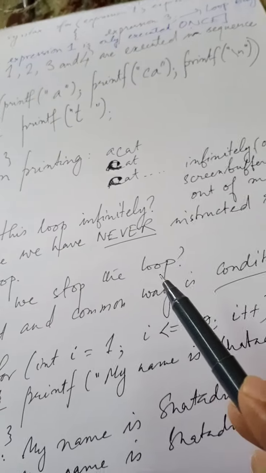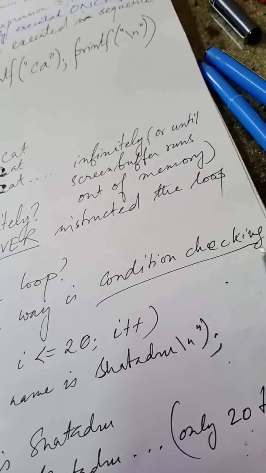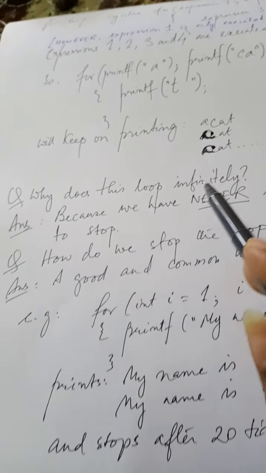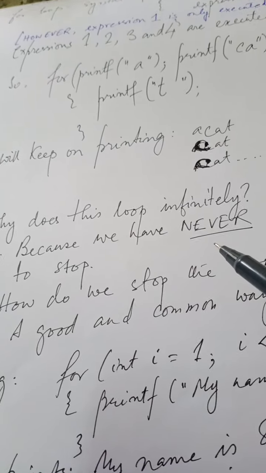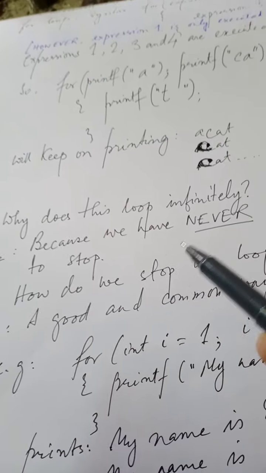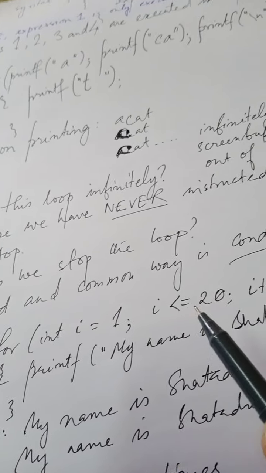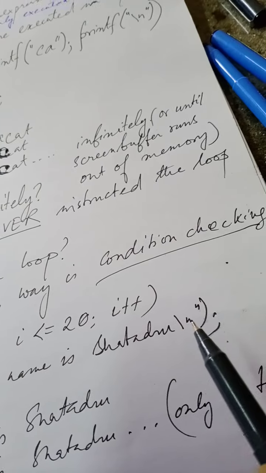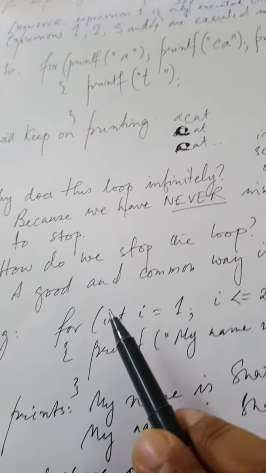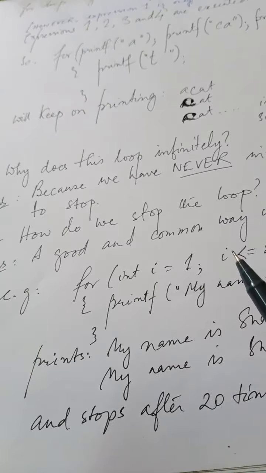So how do we stop the loop? A good and common way is condition checking. We have to instruct the loop to stop. This can be a call to the exit function, or this can be a condition checking. For example, for int i equals 1, i less than or equal to 20, i plus plus, printf my name is Shatadru, new line, and stop. So basically, here it will go on printing like this, my name is Shatadru, my name is Shatadru, etc. How many times does it print?